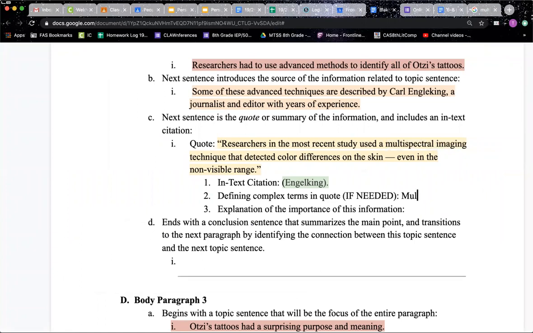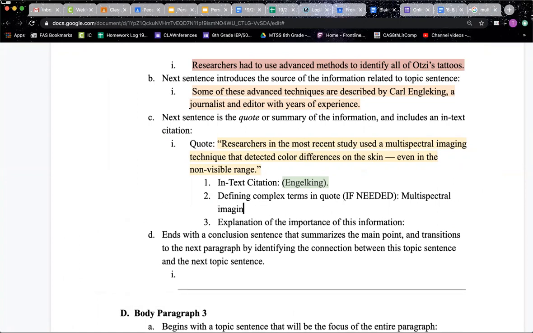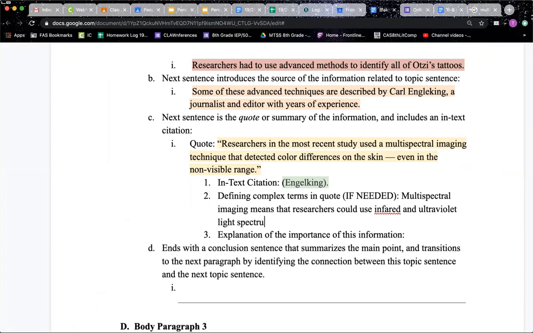So multispectral imaging means that researchers could use infrared and ultraviolet light spectrums to see and discover the tattoos.